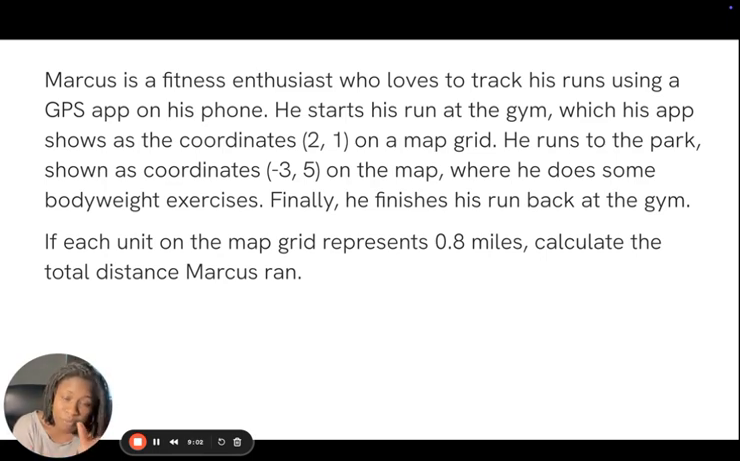Then we need to multiply it by 2 to find his total number of units he ran between those 2 points. Then we multiply it by 0.8 to convert it from units to miles. So let's get to it.